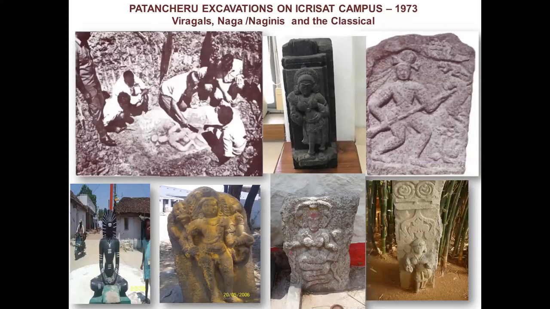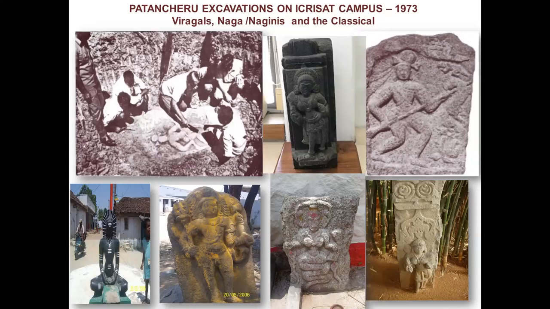And this is Patancheru, the excavations done by the director of ICRISAT. They apparently found a sun temple, but what they are clearing out is this fantastic viragal. Those of you from Telangana know that this is quite a common thing. These very simple warriors with their weapons, and their images are found everywhere. They're probably local headmen or local warrior chiefs. Alongside in Patancheru, you also find lots of Naga and Nagini images.